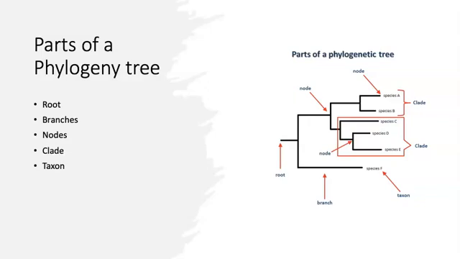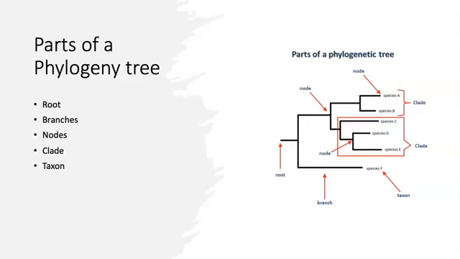A branch. This shows the path of transmission of genetic material from one generation to the next. As you can see in the picture, some of the branches have different lengths, and the length of the branch shows how much change has occurred from one generation to the next generation. Next, you have nodes. Nodes represent a branching point from the ancestral population.